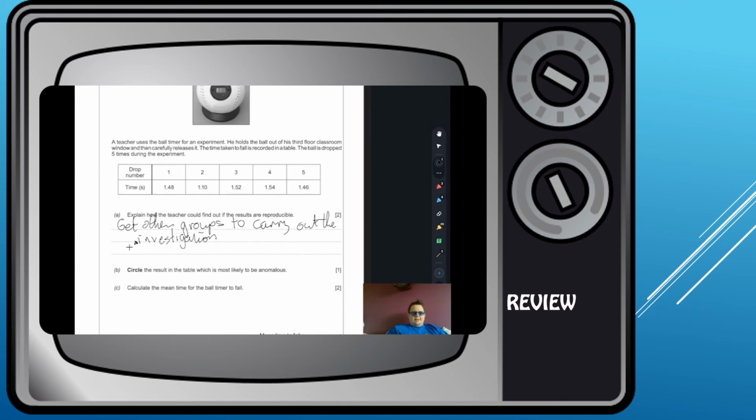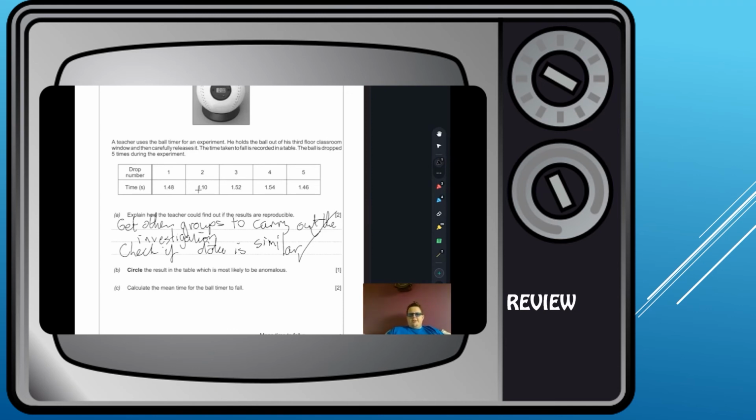And then check if the data is similar. Okay, so those are 2 marks there. So you get other people to do it, and then you check if their data is similar. Not the same, it won't be exactly the same. They're doing it perhaps slightly differently. But you're looking for similar data.